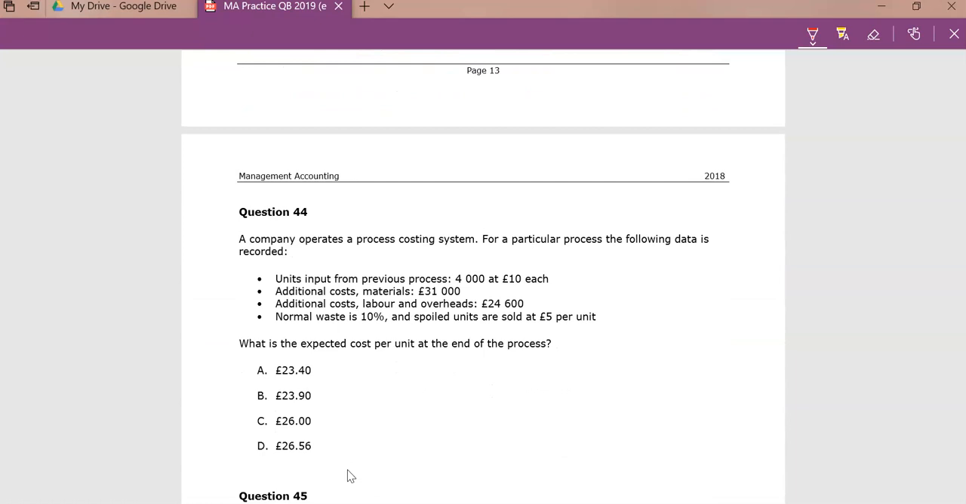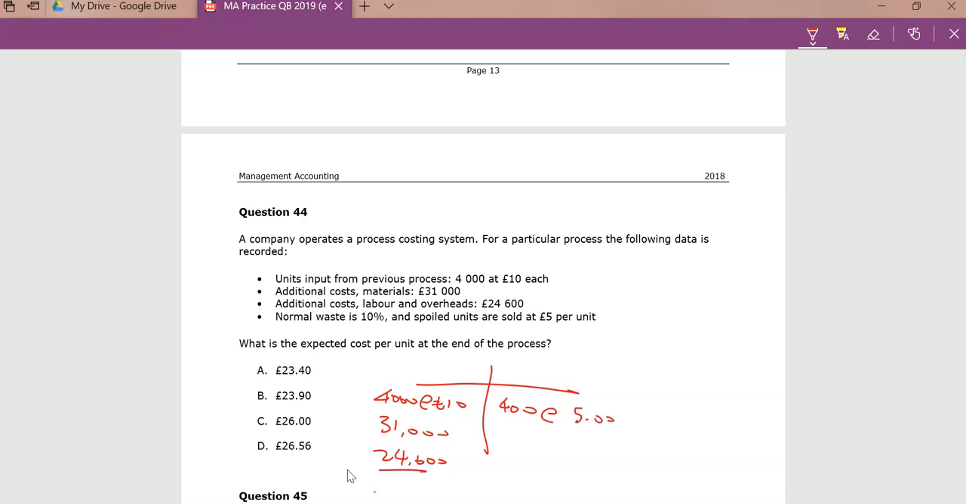And okay, great. 44 tells us that we have, so what is the expected cost at the end of this process? So I'll just do exactly what I've done and keep it simple that way. Unit inputs from previous process: I'm going to put in 4,000 items at £10 each. 4,000 items at £10. Additional costs of 31,000. Additional costs of labor at 24,600. Normal waste, if you like, I expect to lose 400 units, and I'm told the value of that is £5.